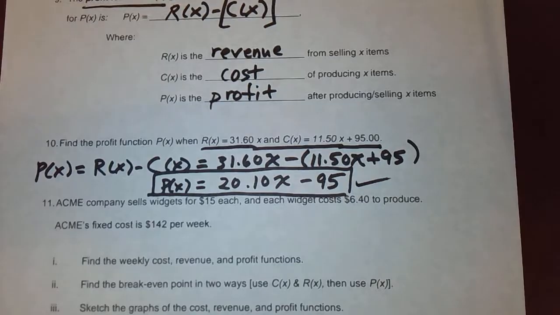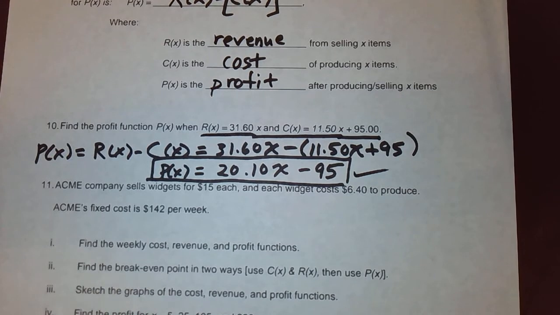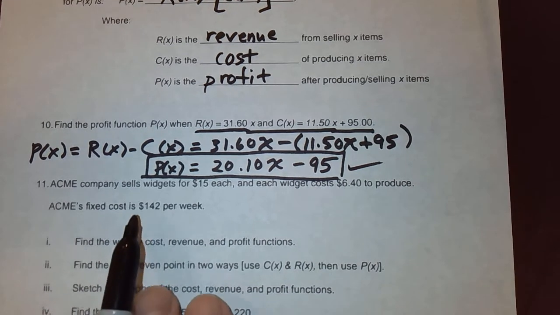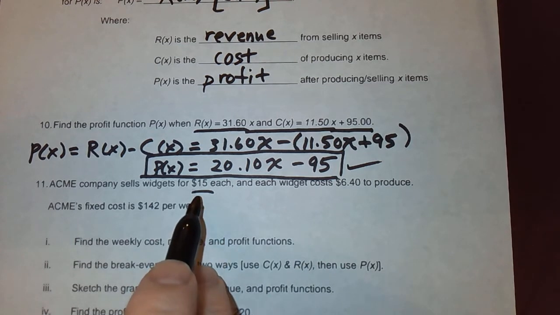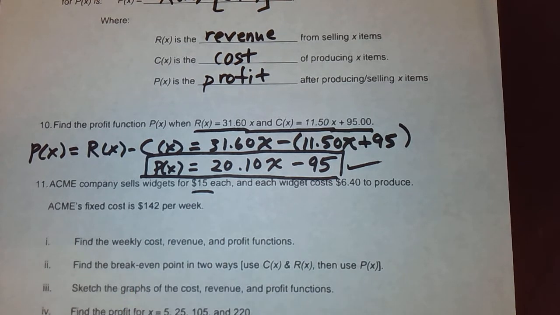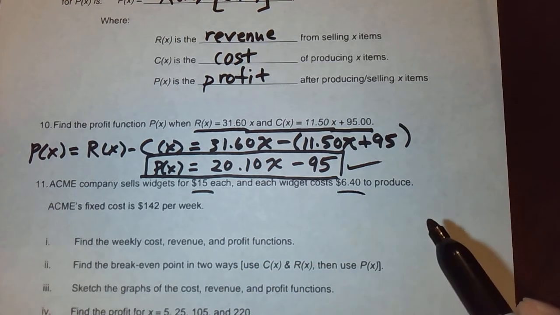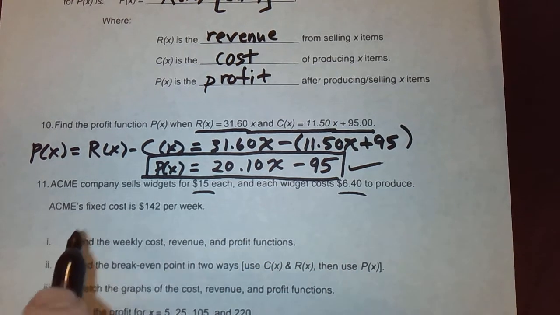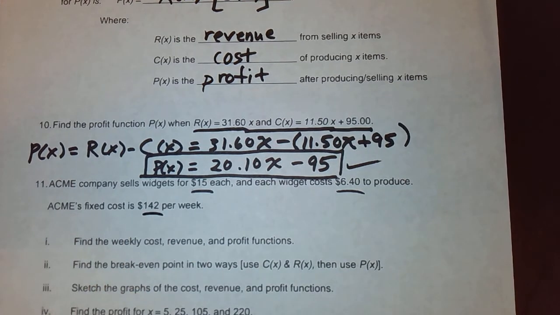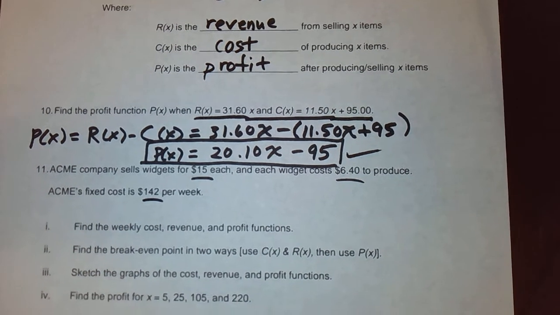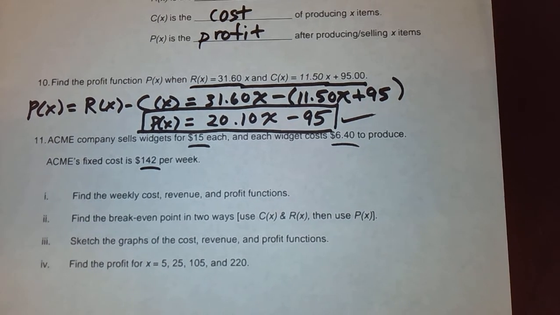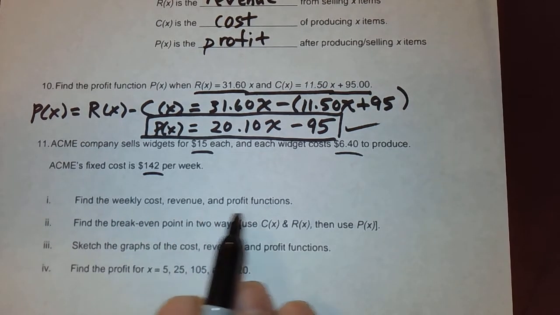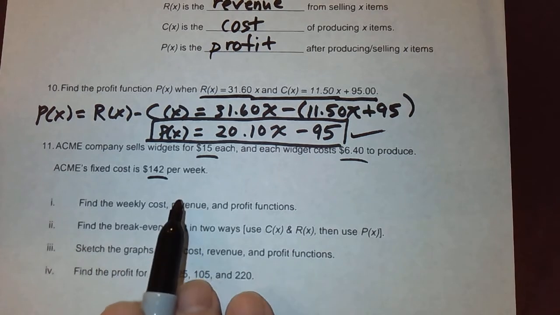All right, our last example. It's kind of a four-parter here. It says that Acme Company sells its widgets for $15 each. So that would be like a little s, the sales price per item, for the revenue function. And each widget costs $6.40 to produce. Acme's fixed cost is $142 per week. So we're dealing with a weekly revenue, cost, and eventually a profit function. So find the weekly cost function, revenue function, and profit function. So I'm going to try to squeeze those in up here.